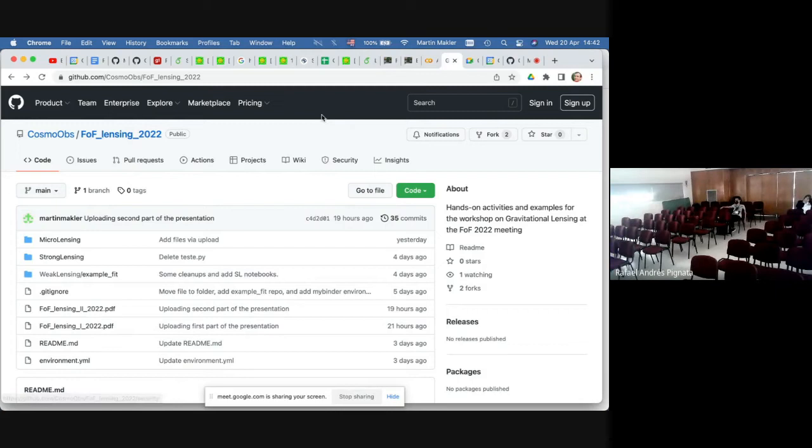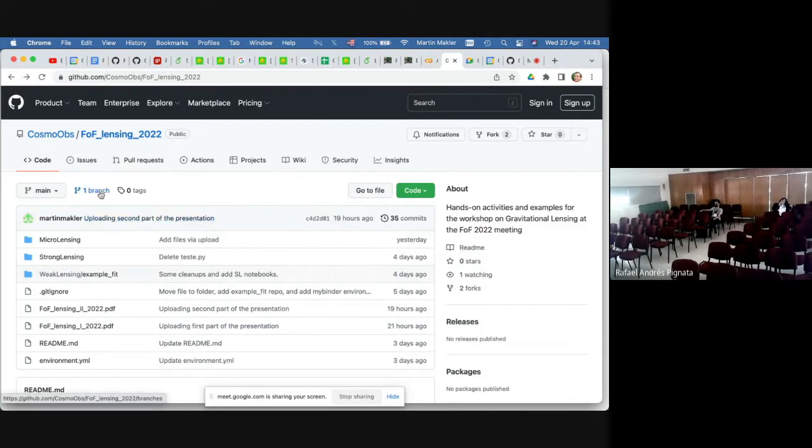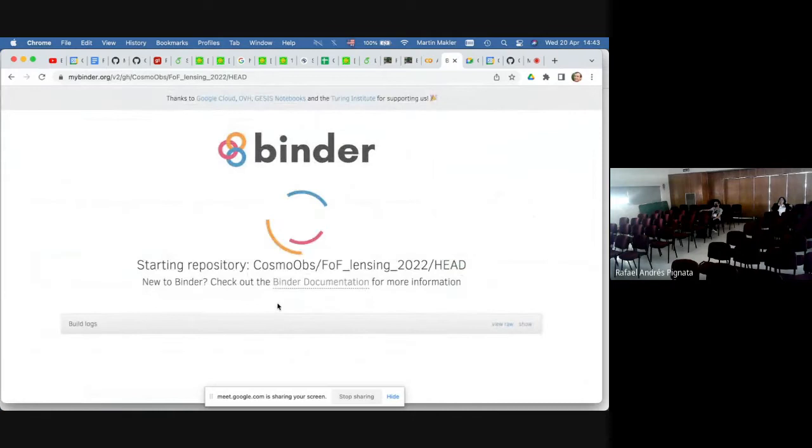Just a reminder that you should go to our repository and launch my binder, because this may take a little bit of time, and we'll try to run a few of the example notebooks today.